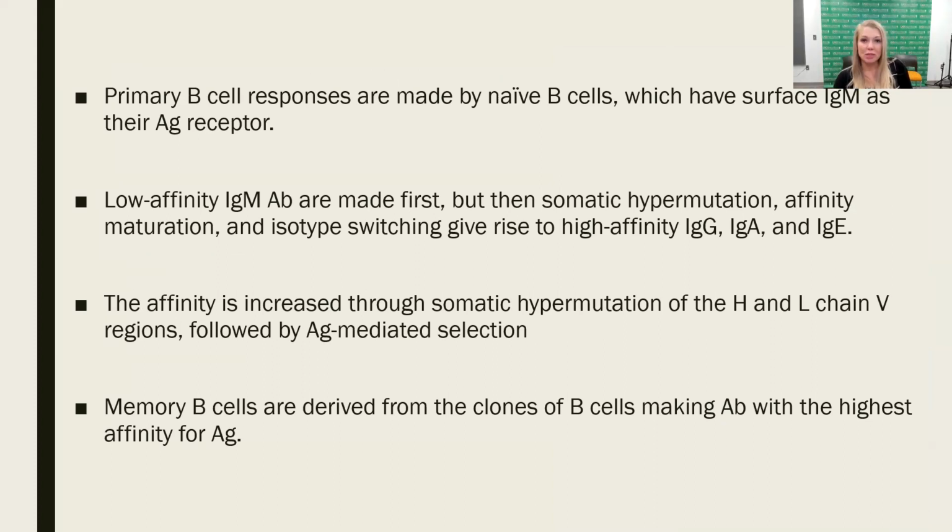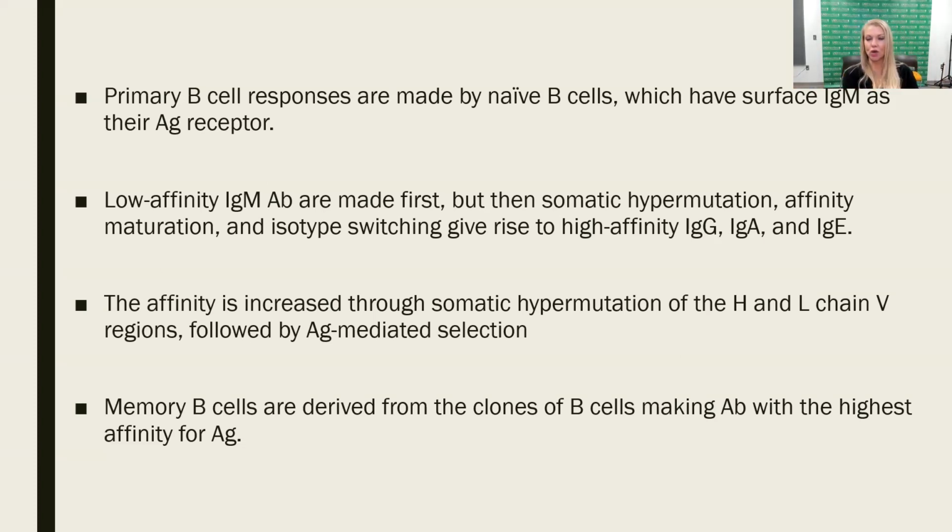Primary B cell response. So the first time that the body was exposed, the B cells were naive. They were mature. They had gone through their development. They had gone through positive selection, negative selection. They had a B cell receptor, IgM, it was good. And they became activated, and they produced, to begin with, low affinity IgM. Not optimal, but it was better than nothing.